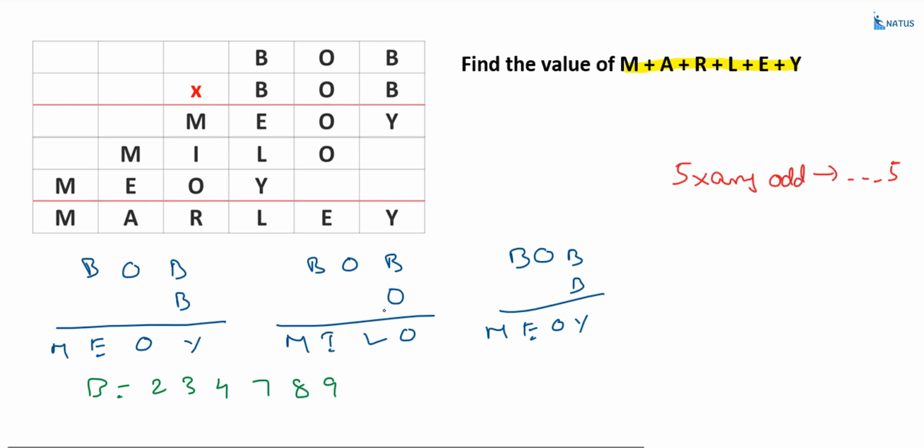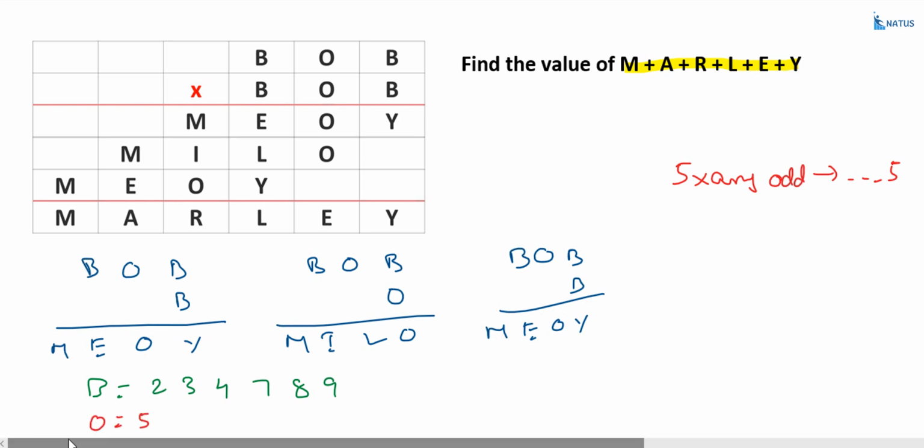And what is the value of O? The value of O has only two possibilities, either 0 or 5. Suppose O is equal to 0, then 0 into BOB is equal to 0. But here MILO is a 4 digit number. So O is not equal to 0. So only one possibility is there. What is the value of O? O is equal to 5.